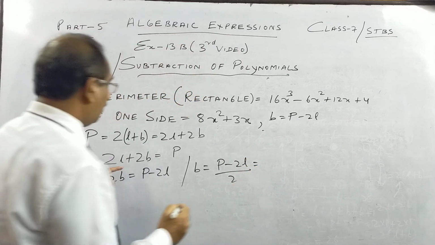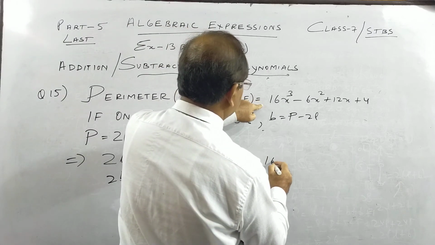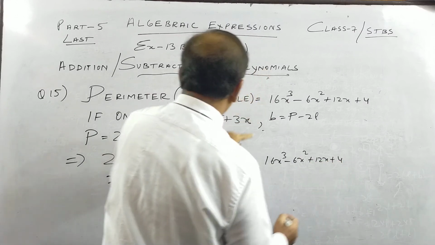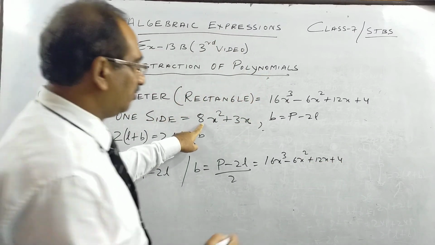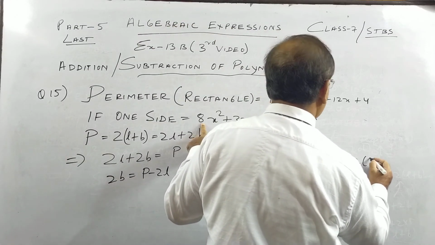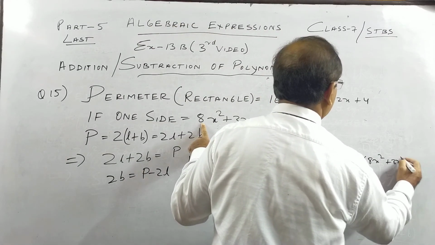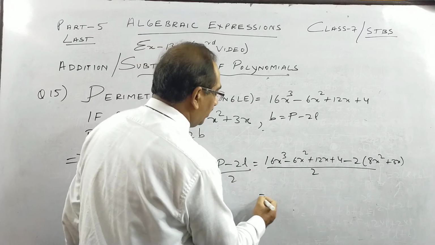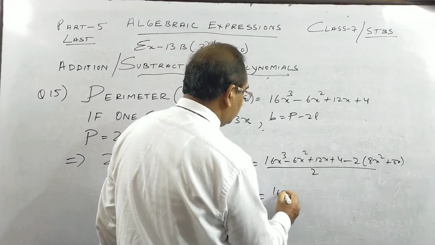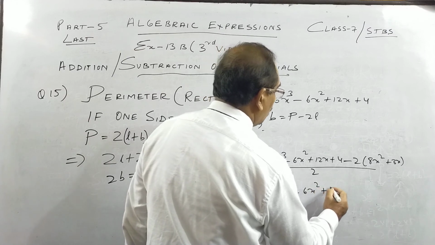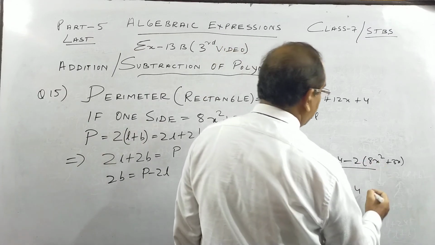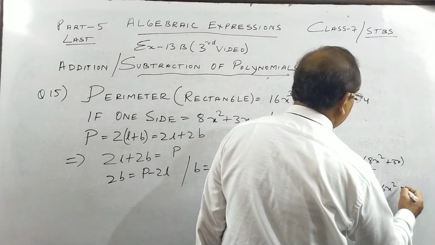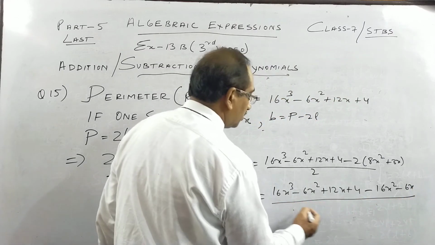So our perimeter is 16x cube minus 6x square plus 12x plus 4, minus twice one of the sides, twice, so let it be length 8x square plus 3x. So what do we get, children? And you can directly write by 2 here also, since we are solving later on. So first, children, you have to open the bracket and change the sign. Minus 2 times 8 is 16x square, minus 2 times 3 is minus 6x, divided by 2.